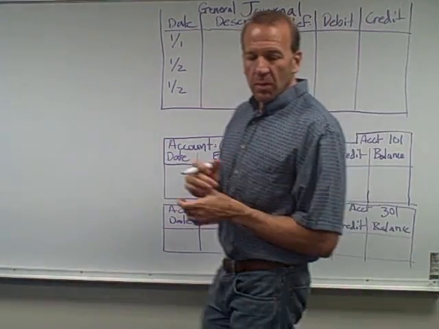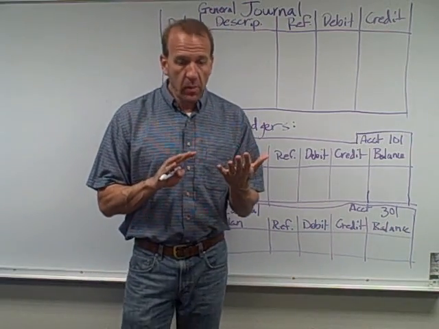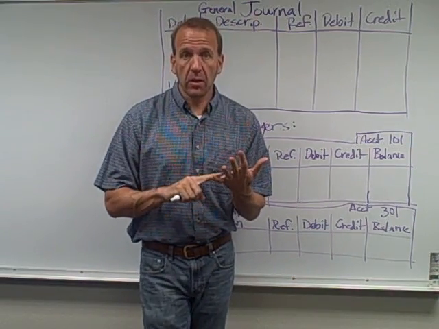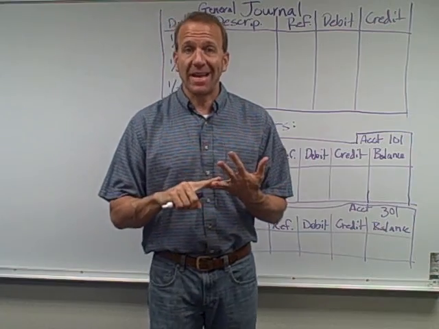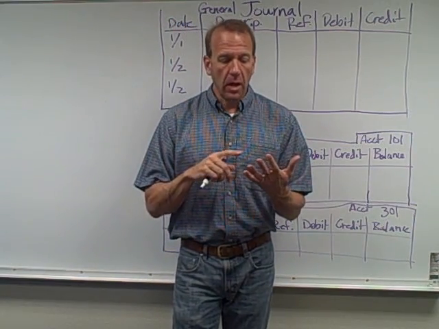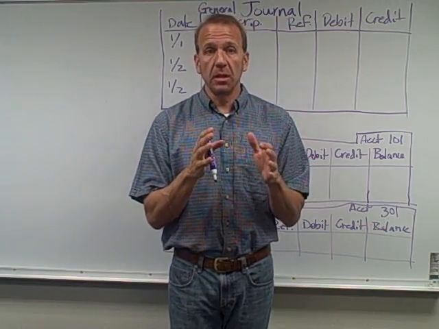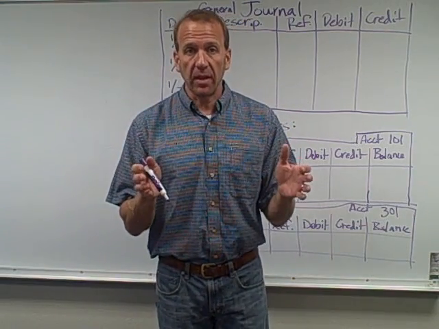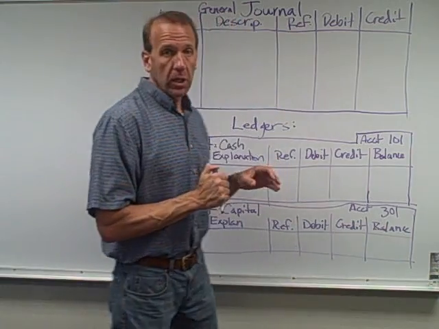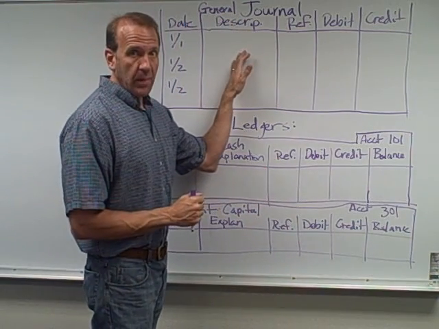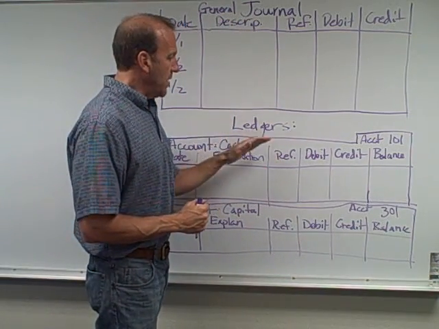Okay class, let's continue on with the chapter. Last video we talked about the accounting equation, we talked about transactions and how they all balanced out. We talked about T accounts and the debits and credits and how for every transaction, the debits must equal the credits. Now we're going to move forward and look at the journal, how we record our transactions, and then the ledgers.